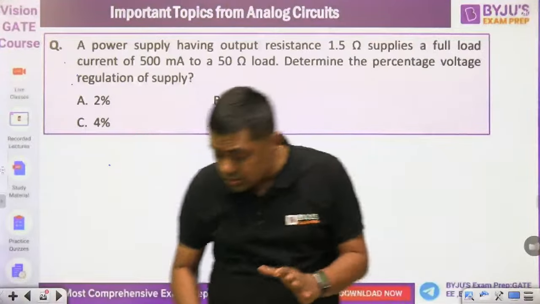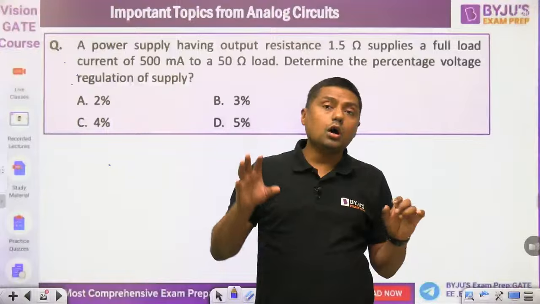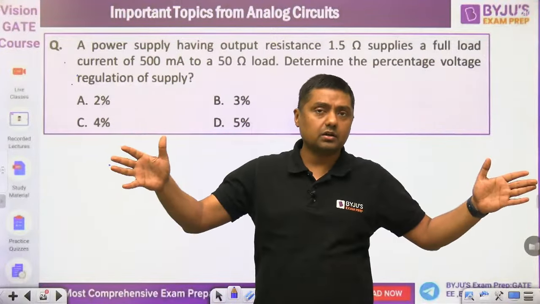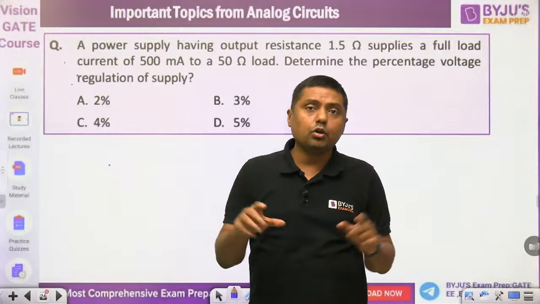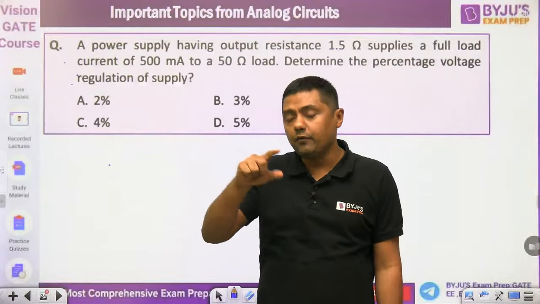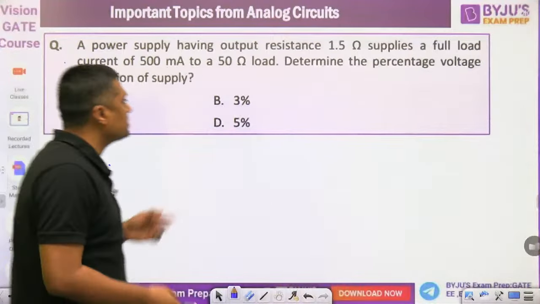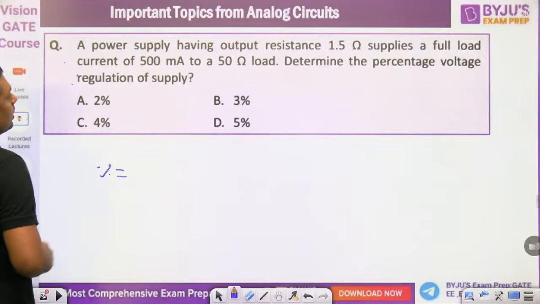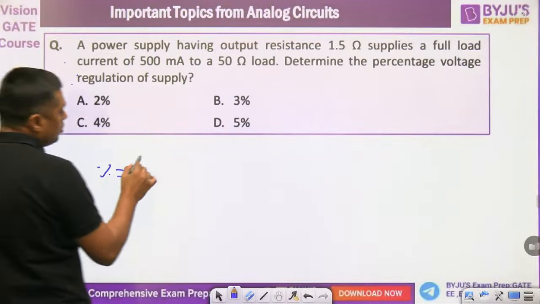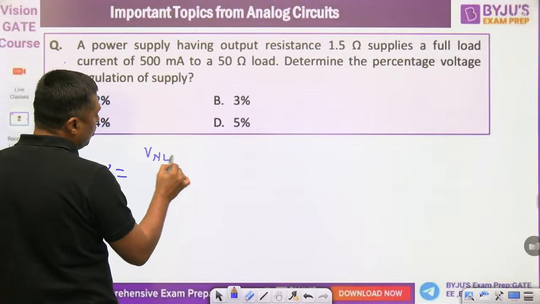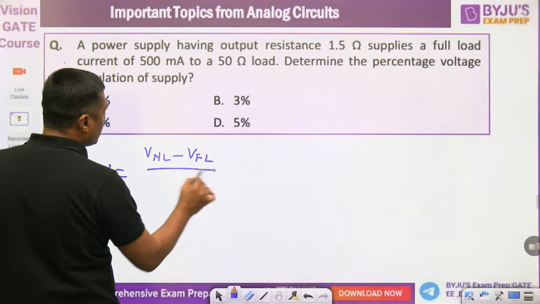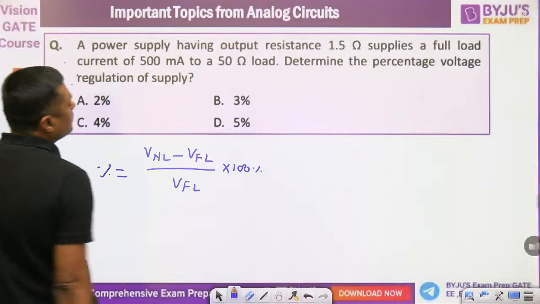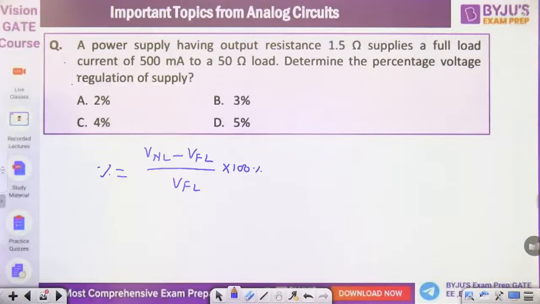Means guys, now we are just reading the hints, because on the 17th of December there is an exam. Analog is a very big subject. I have given you the important topics, and now I am giving you which type of questions are related to voltage regulator, percentage regulation. So percentage regulation is a very simple one: no load voltage minus full load voltage, upon full load voltage, into 100%. Very basic formula.